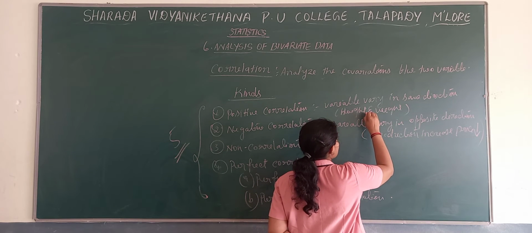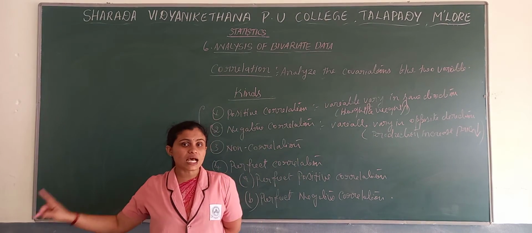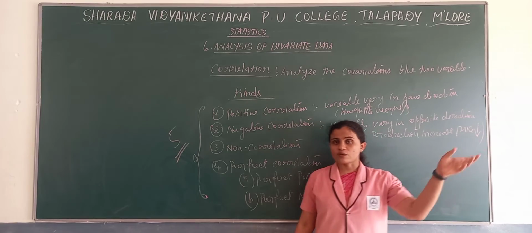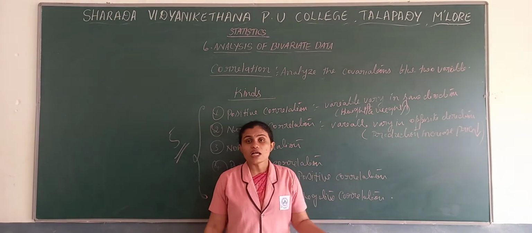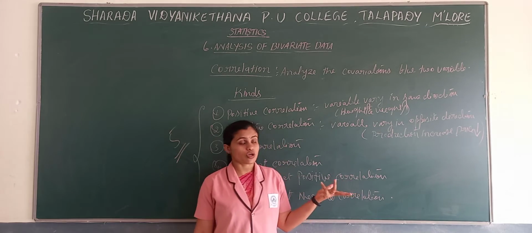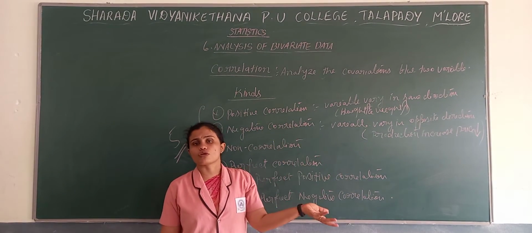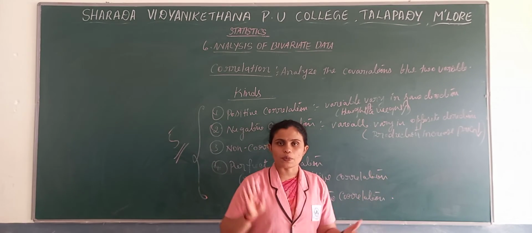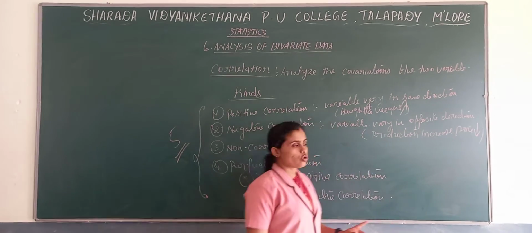Here, when height increases, weight also increases. It moves in the same direction. Variables vary in the opposite direction means when one increases, the other one decreases. For example, the production of vegetables or fruits, when it increases, when they produce in a large quantity, their price will decrease. So this is a negative correlation.